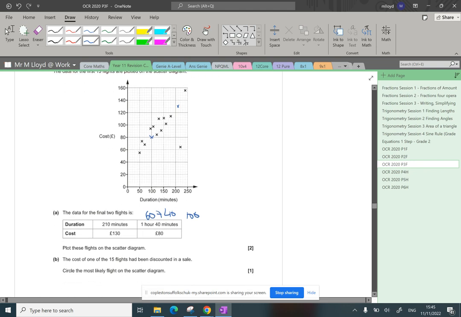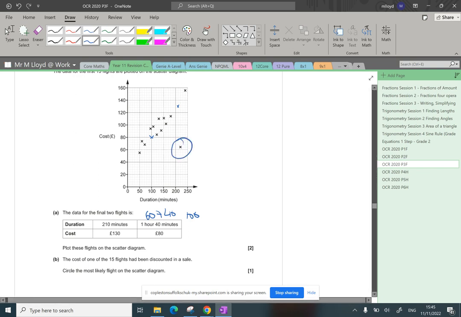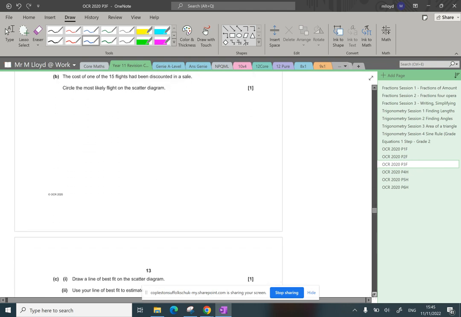Okay, the cost of one of the 15 flights has been discounted in a sale. Circle the most likely one. It looks like it's the outlier. It's that one there, look, because it's very cheap compared to the duration of it. Any more for this? I'm sure we'll have.